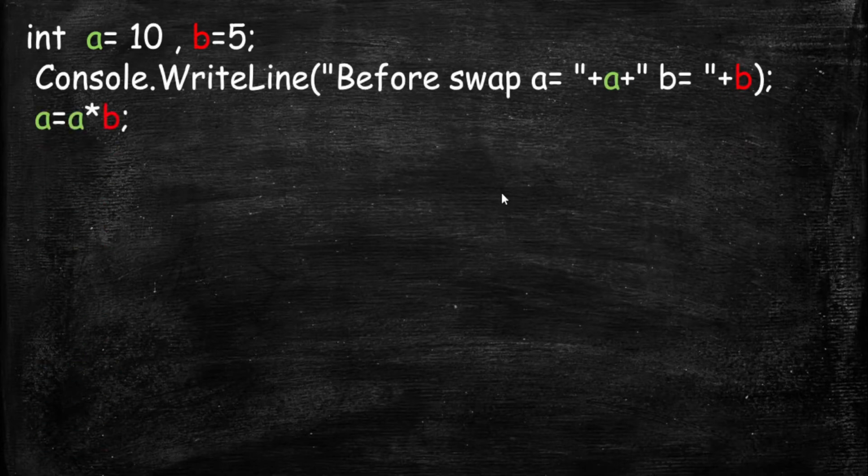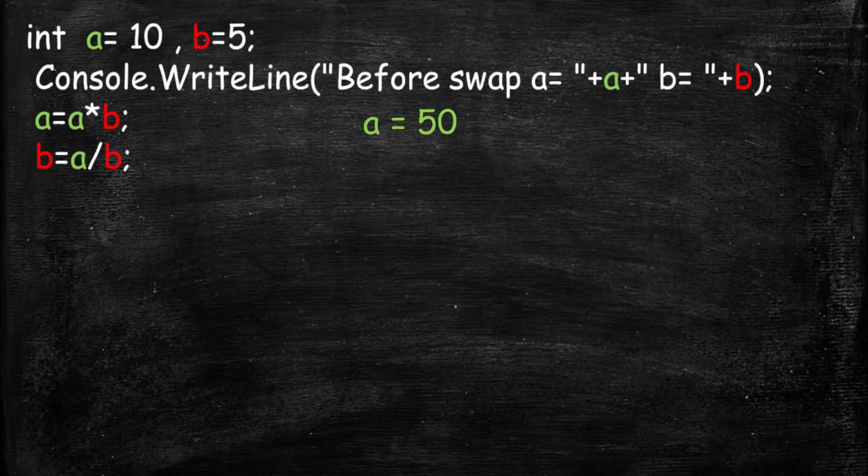Alright, then we will use multiplication first. So A value is 10 multiplied by B, which is 5. So A multiplied by B is 10 multiplied by 5, which gives us 50. So now our A will become 50.